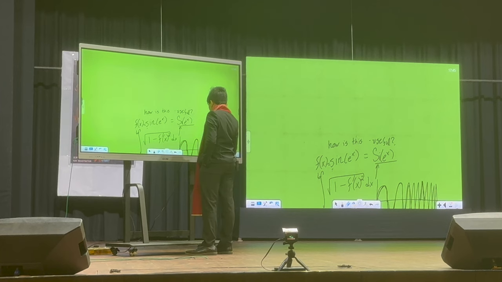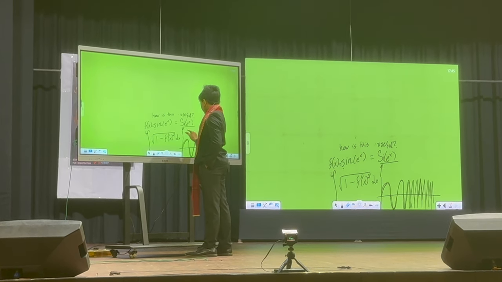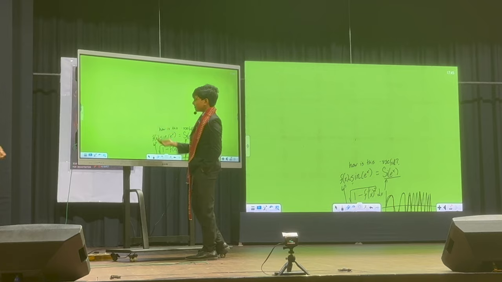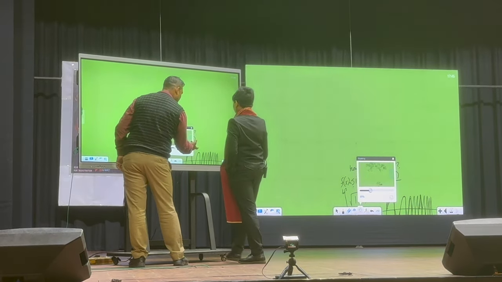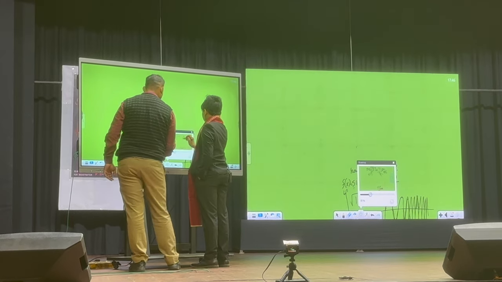Was this the right page? How do I zoom out? How do I zoom out again? Sorry. No, there was something here.